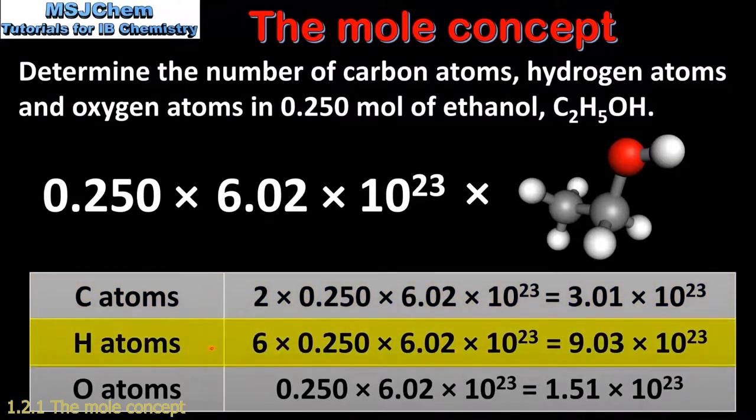For the number of hydrogen atoms, we multiply 6 by 0.25 by the Avogadro constant, which gives us 9.03 times 10 to the 23 hydrogen atoms. And for the number of oxygen atoms, we multiply 0.25 by the Avogadro constant, which gives us 1.51 times 10 to the 23 oxygen atoms.